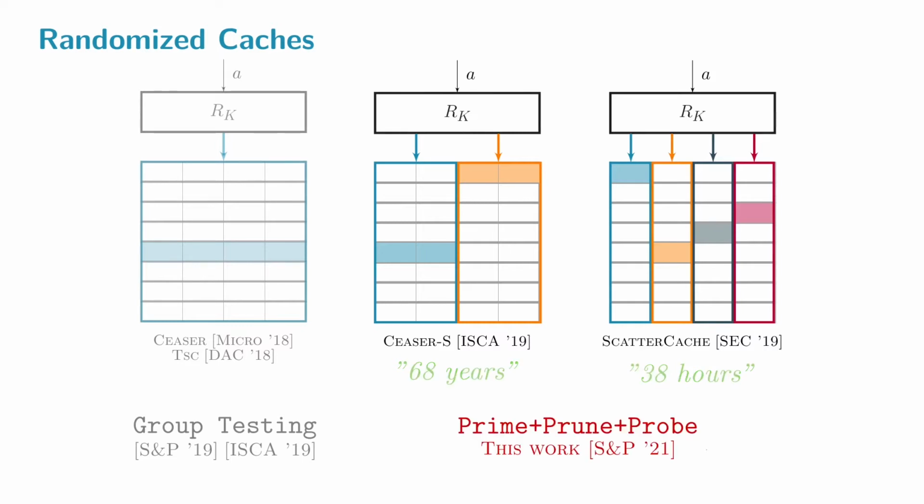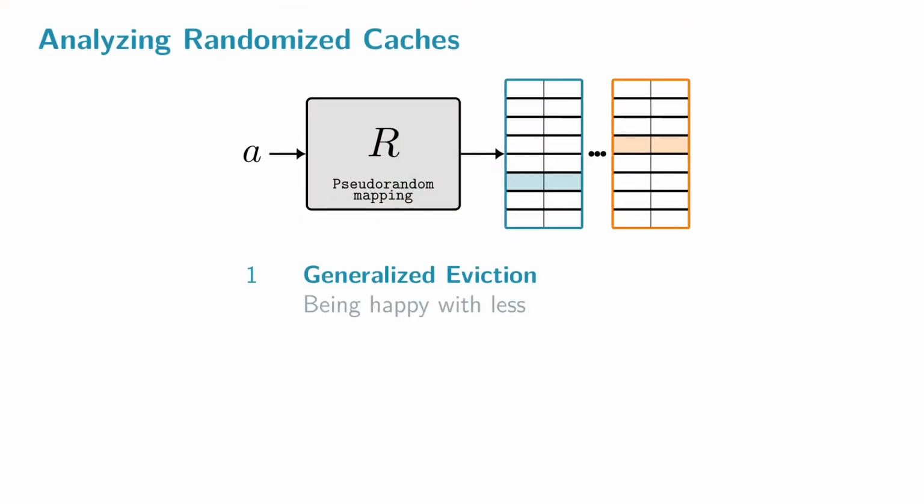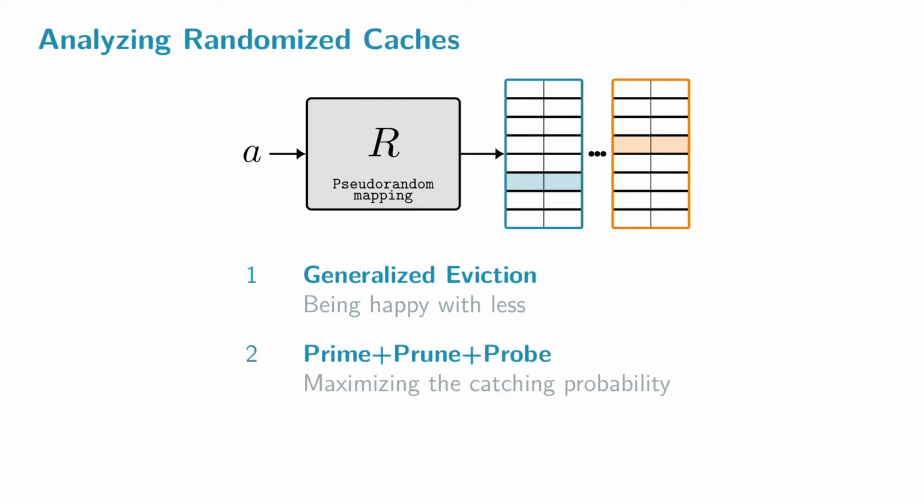In our work, we invalidate these claims by proposing a generic technique called Prime+Prune+Probe to efficiently produce eviction sets in randomized caches. The remainder of this talk is organized in 3 parts, and at the end, you'll know how to generalize traditional cache attack concepts to randomized caches, how Prime+Prune+Probe works and how it maximizes the probability of catching victim cache activity, and finally, why the randomization mapping itself is of crucial importance to the security of the entire design. Let's start by defining the system along with some useful objectives for the attacker.